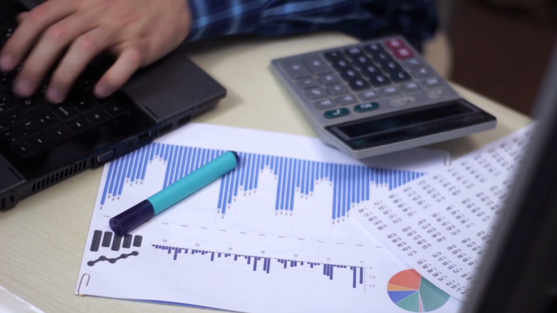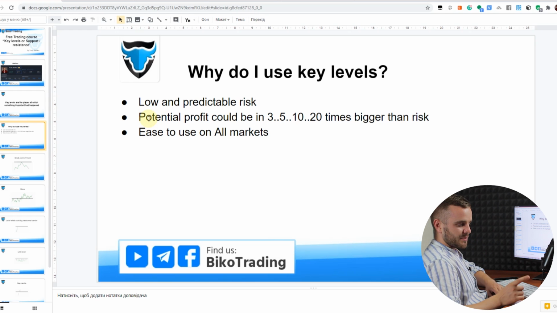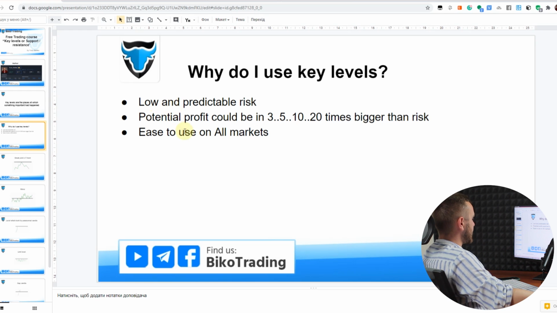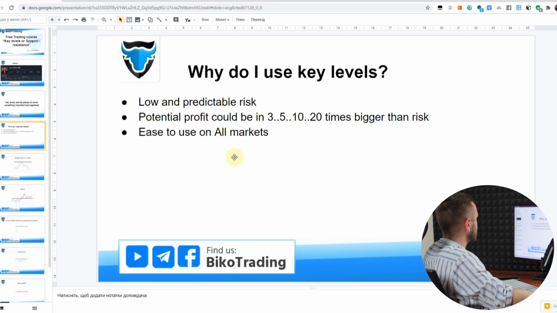Risk is the most important point of all trading strategies. It doesn't matter what strategy you trade: key levels, price action, trend lines, doesn't matter. Risk management, money management, low predictable risk will always be with you. That's why I use it. Another one: potential profit could be many times bigger than your risk, and it's easy to use on all markets. And I'll prove to you all these statements.